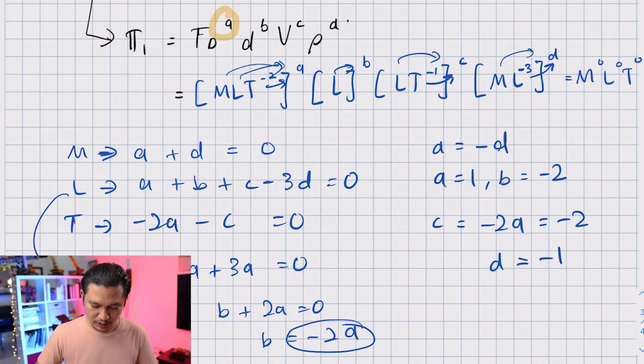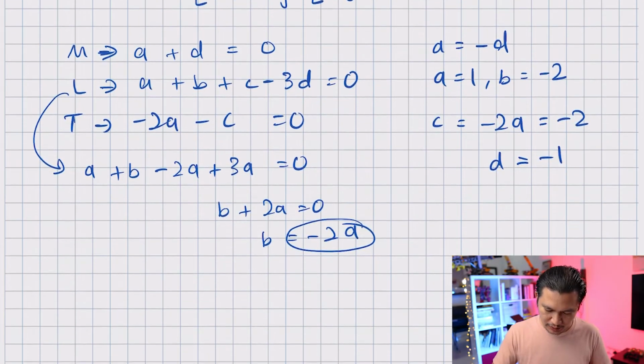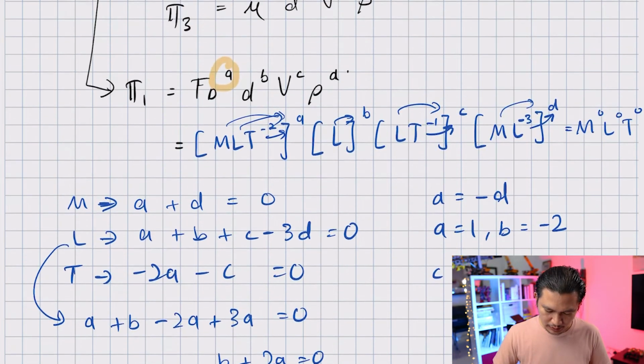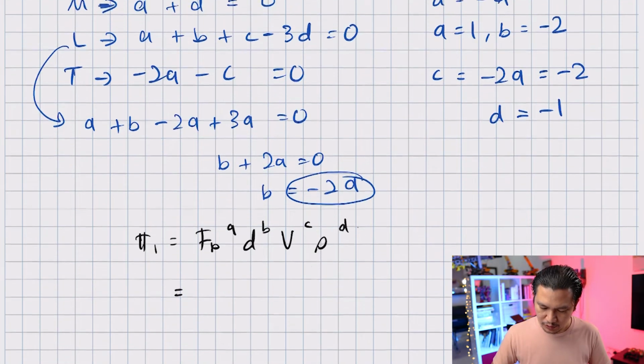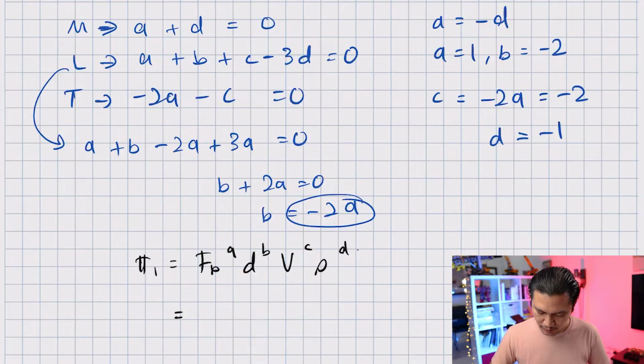And let's see how this works out. And I'm going to write pi 1 again. So pi 1 equal to F_D to the power of A, D to the power of B, V to the power of C, and rho to the power of D. Now, A is equal to 1. So F_D, and B, C, and D are all negative. So it should be down here.